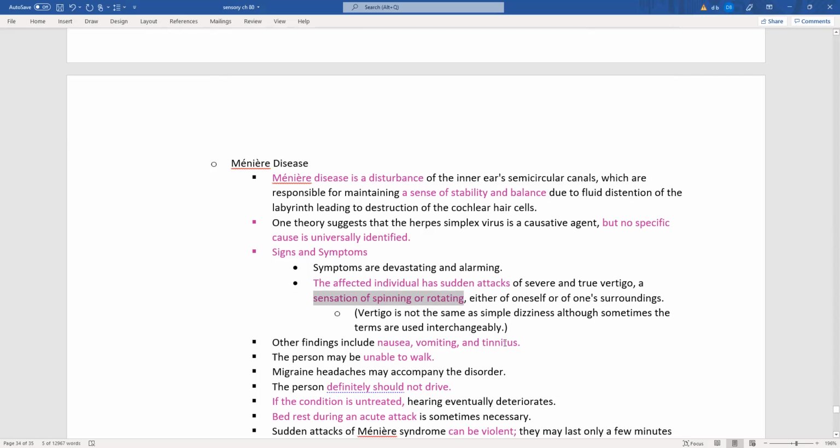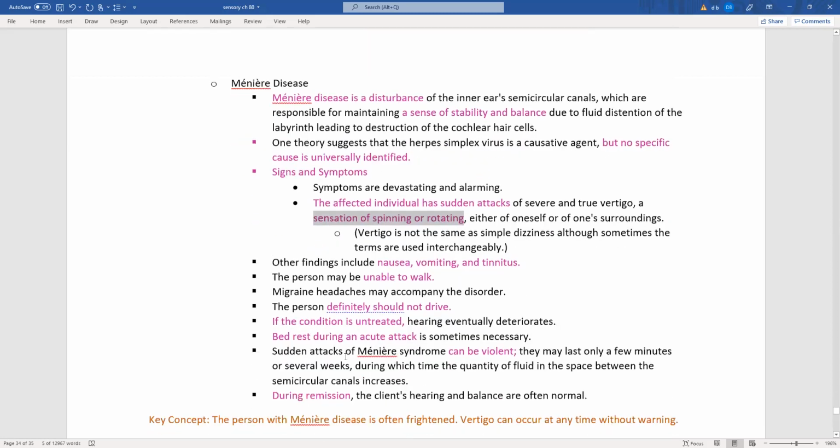Nausea, vomiting, and tinnitus happen with Meniere disease. Clients may be unable to walk, of course, because you're fucking spinning around. Migraine headaches may accompany the disorder. The person definitely should not drive. If the condition is untreated, hearing eventually deteriorates. Bed rest during an acute attack is sometimes necessary. Sudden attacks of Meniere syndrome can be fucking violent. They may last for only a few minutes or several fucking weeks. Whoa, wait, I couldn't do that shit.